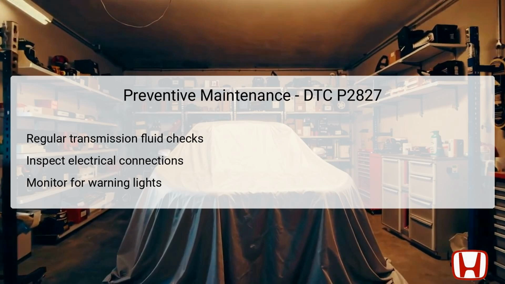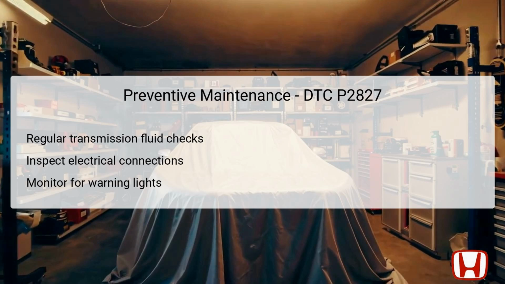Once you have successfully resolved DTC P2827, consider implementing preventive maintenance strategies to avoid future occurrences. Regularly check the transmission fluid levels and condition. Contaminated or low fluid can lead to malfunctions in the solenoid and overall transmission performance. Additionally, inspecting electrical connections periodically can preemptively identify any corrosion or loose connections that might lead to intermittent faults.